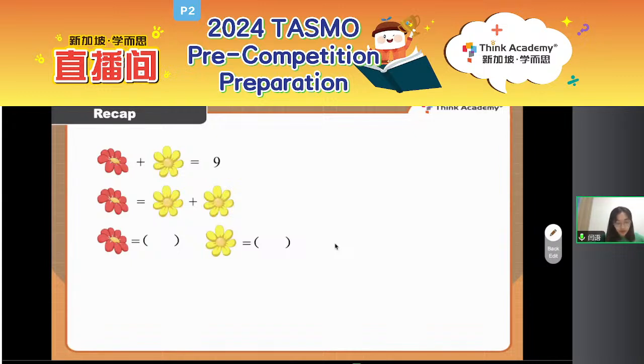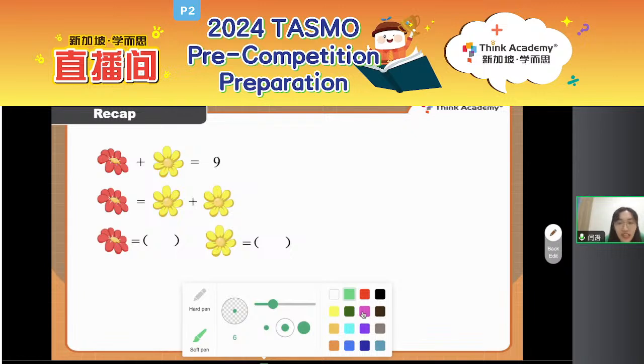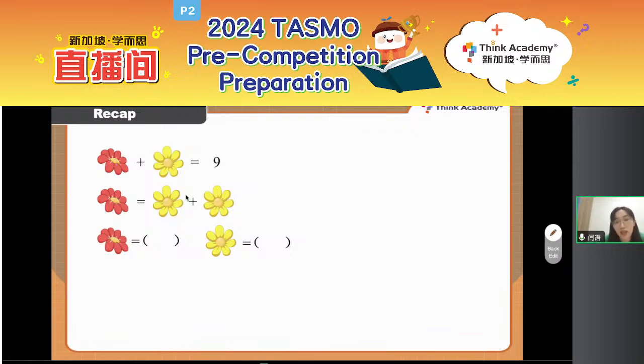So before we move on to the next one, it is about the shape equation, right? Firstly, let's review some key points. Let's start from a quite easy one here. A red flower plus the yellow flower equals 9. Red flower equals yellow flower plus yellow flower. So what is the value of red flower and what is the value of yellow flower?